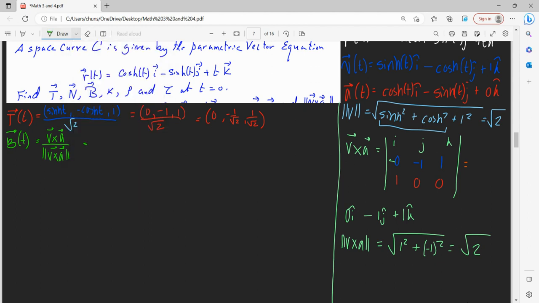So let's put that back into our binormal. We had 0, negative 1, 1 over square root 2. So then that's 0, negative 1 over square root 2, and then 1 over square root 2. Sorry, I messed up on one of the signs. This was meant to be plus.